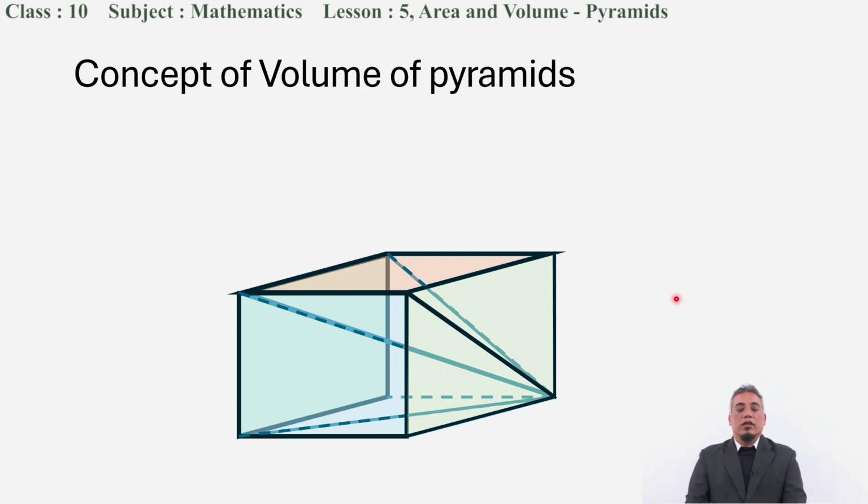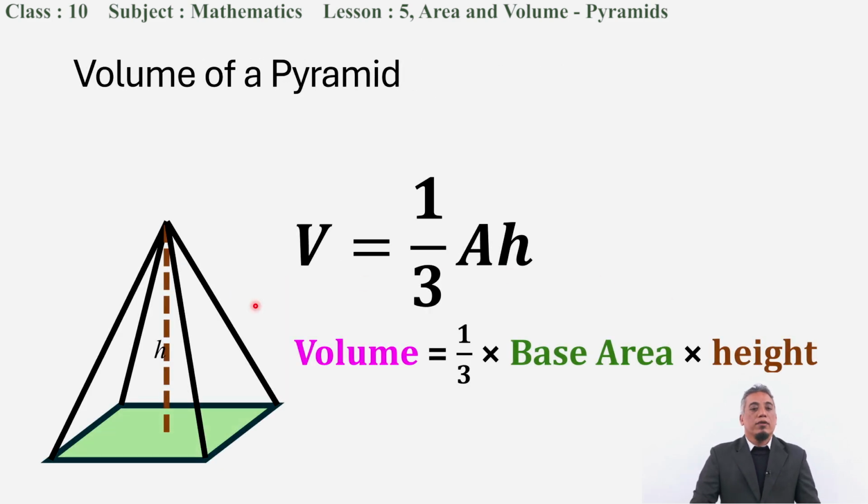So this suggests to us that the volume of the pyramid will be 1/3 of that cuboid. As we have seen, a cuboid's volume can be written as A times H. The volume of a pyramid can now be written as 1/3 of A times H. That is to say, volume V equals 1/3 times base area times height.